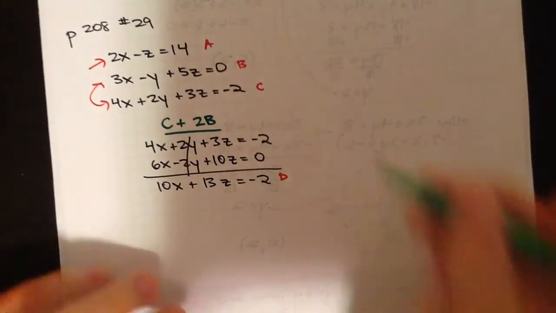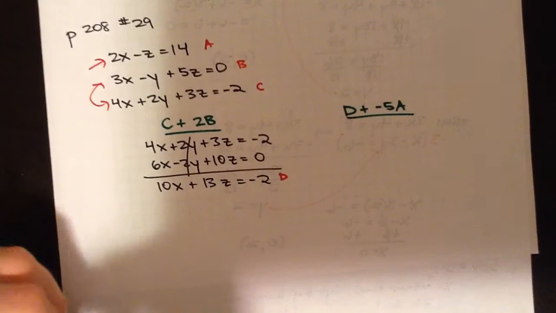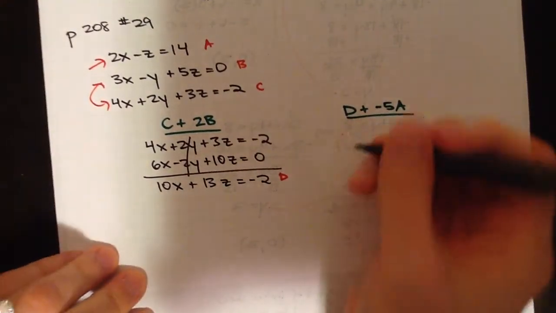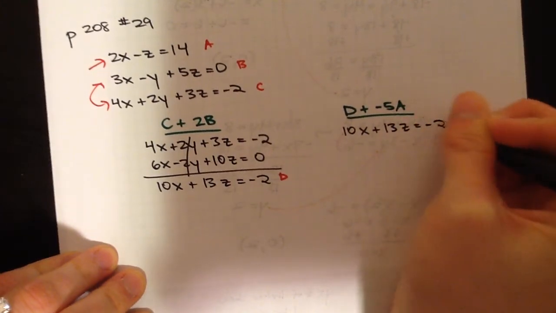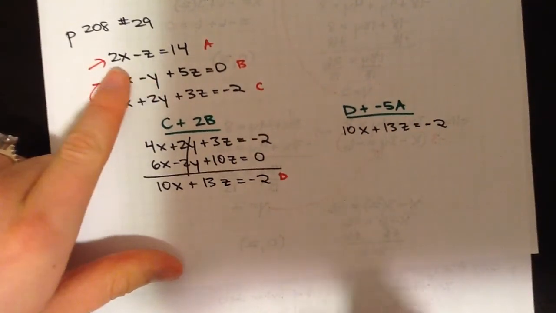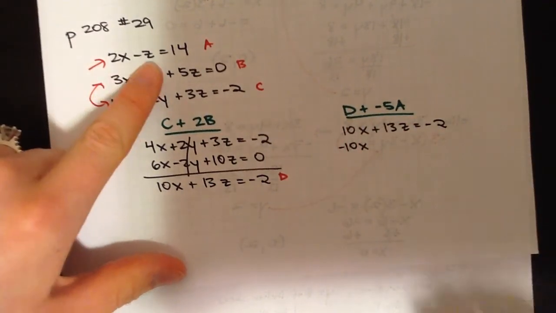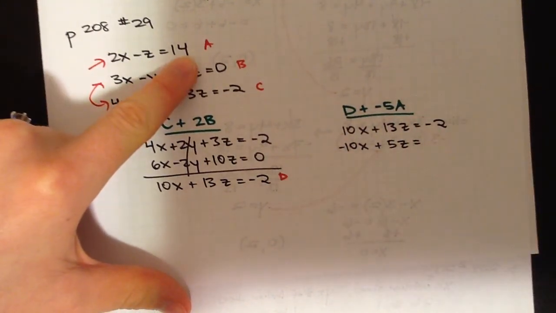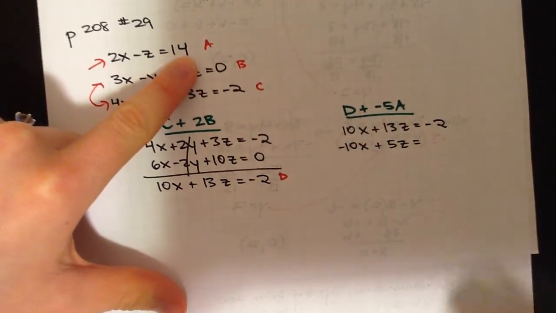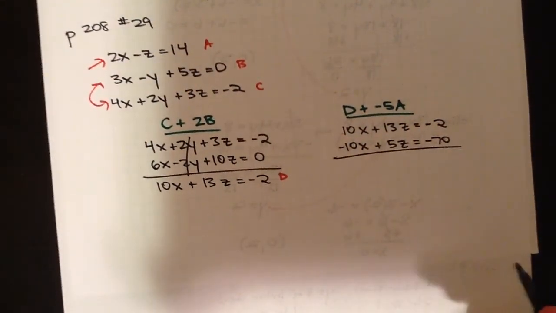So I'm going to take equation D, the way it is, and then I'm going to multiply A by a negative 5, and that way I can get those to cancel. Okay, so D stays just the way it is. And then everything here is going to multiply by a negative 5. So 2x times negative 5 gives me a negative 10x, and that's what's going to cancel. Negative z times a negative 5 gives me a positive 5z. And then 14 times a negative 5, that will give me a negative 70. Okay, so again, you could have done the z's. The z's would be pretty easy to cancel out as well.